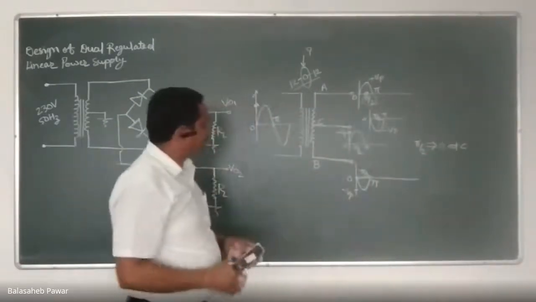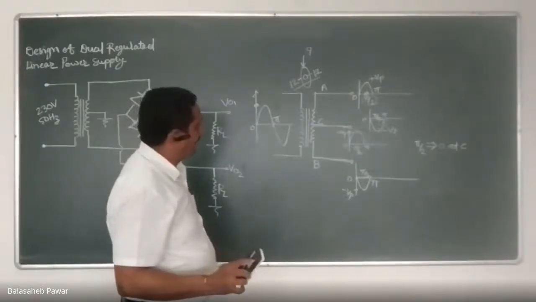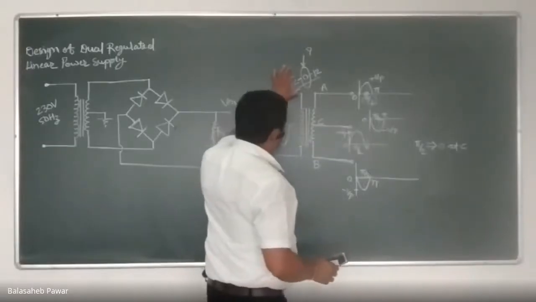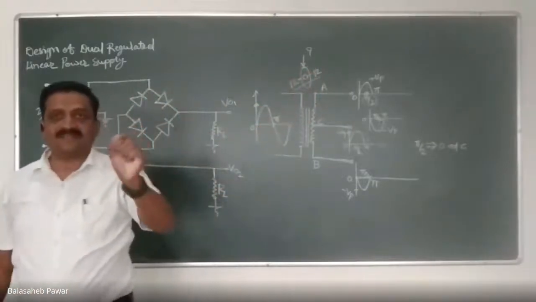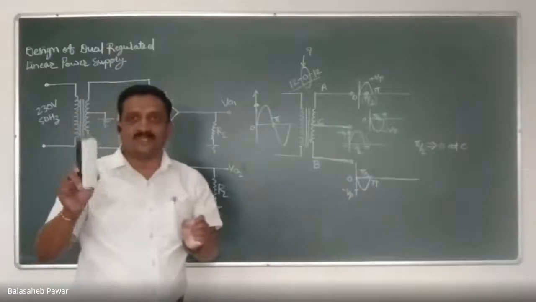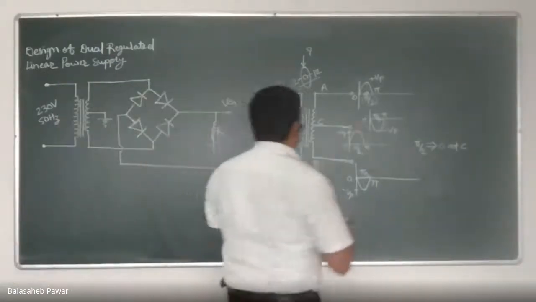Getting? Is it okay? And that's why, yes sir, pronounce the given rating of that center tap transformer as, for example, 12-0-12. Don't pronounce it as 12 O 12. It is not O, it is 0. Remember. Okay.